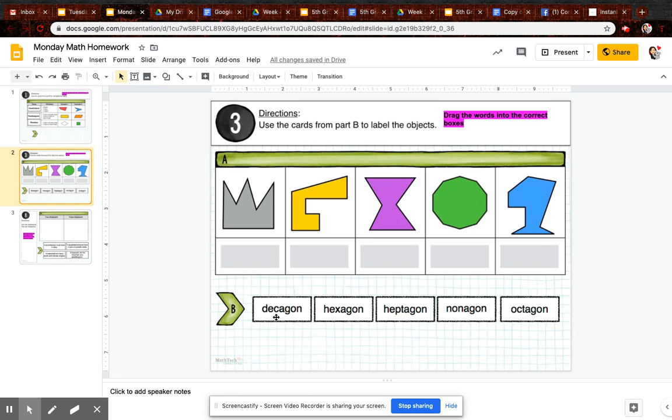Your next problem, you're going to drag these words into here. Now, what I notice about all of these words is they all end in gon, so that's not going to help me. What is going to help me are the prefixes here. I have a decagon, a hexagon, a heptagon, a nonagon, and an octagon. So some things I do know is that a hexagon, hexa means six. So I'm going to find the shape that has six sides.